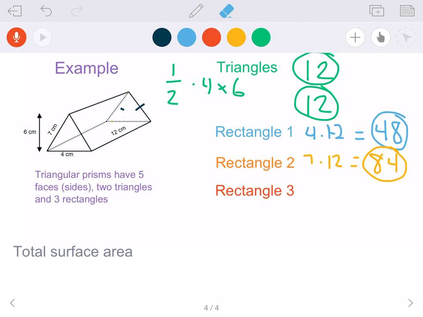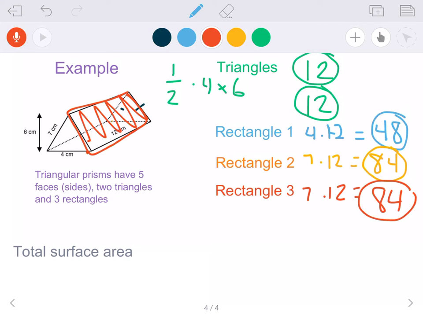And now to figure out my very last one, I'm going to look at the other side, which ends up giving me this rectangle right here. And that is the exact same as the other one. That's not how it's always going to work, but in this case it does. So again, 7 times 12 equals 84.